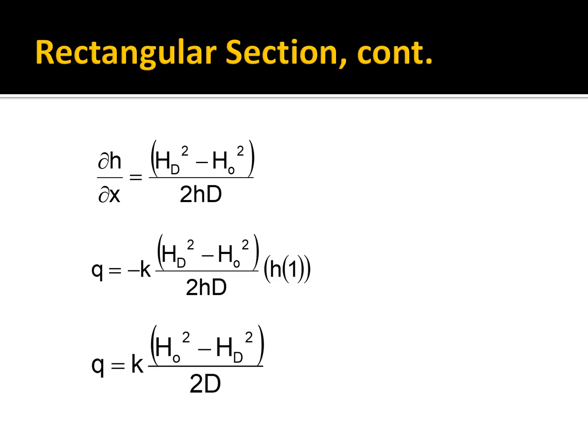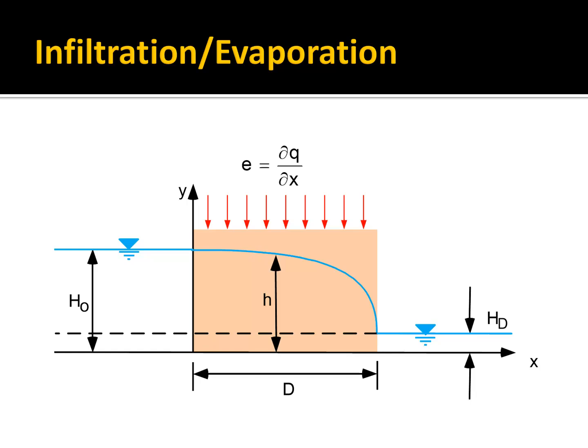And then the h's cancel out, and we get Q is equal to k (h0 squared minus hd squared) over 2d. So now we have an equation for h, the height of the phreatic surface in the rectangular section, and we have a very simple equation for the flow rate. And so these are really easy to apply. Now there are a couple of modifications of this that are kind of fun.